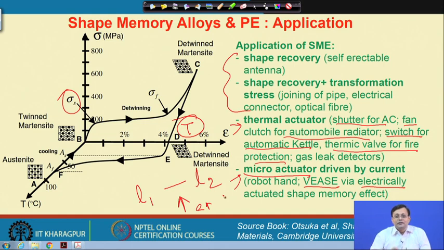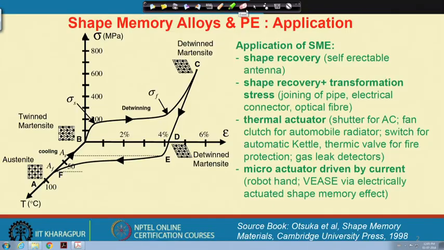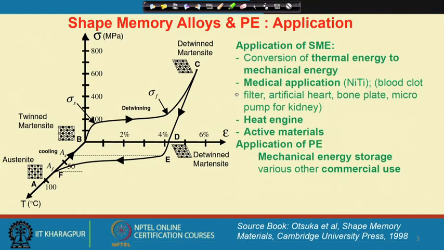Okay. Or for different kinds of biomedical purposes, we can develop a micro pump for kidney transfer. Okay. There also we need pumping. Okay. So, for the body fluid pumping and all this. So, there is a large application of these shape memory alloys. Let us continue this.